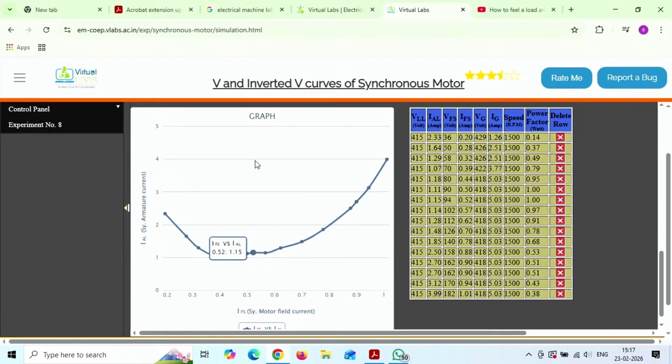This is a synchronous motor. I just want to see lagging, leading, unity. Unity is clear, one. That side is lagging, this side is leading. Power factor is opposite, inverted. This is the inverted curve. The power factor is coming towards one, and after this it is decreasing.